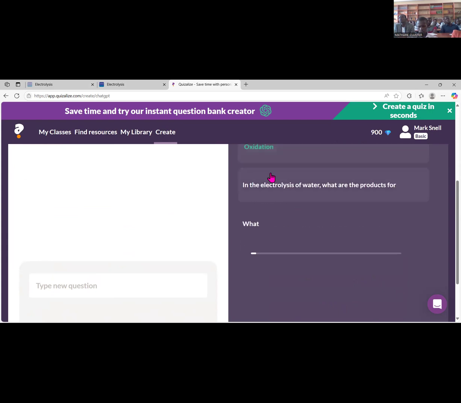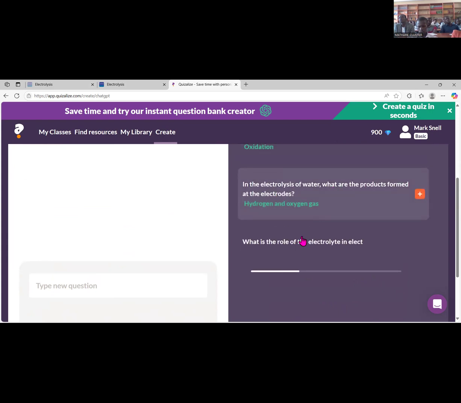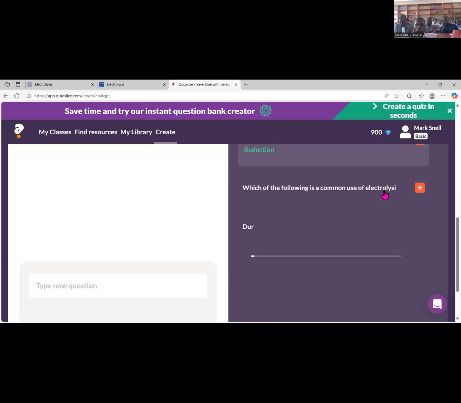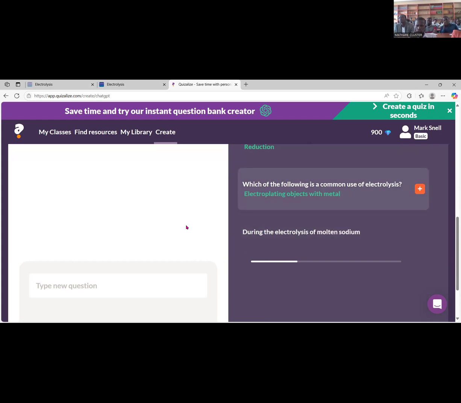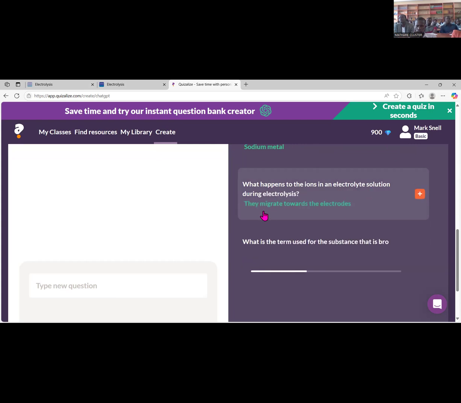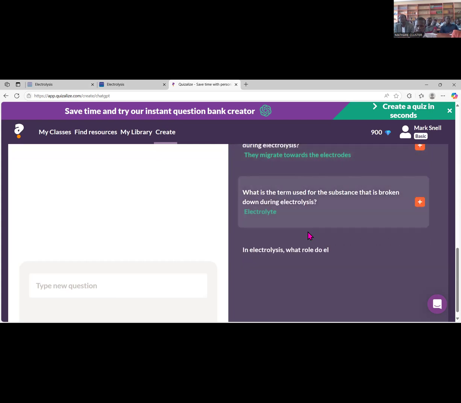It's just doing that at the moment. It's coming up with some questions. Okay, so I'm going to just add them. So I decide I'm going to use them. I'll show you what happens in just a minute. It'll only do me a very few. What happens to the ions in an electrolysis solution during electrolysis? They migrate. The answer is being shown underneath.